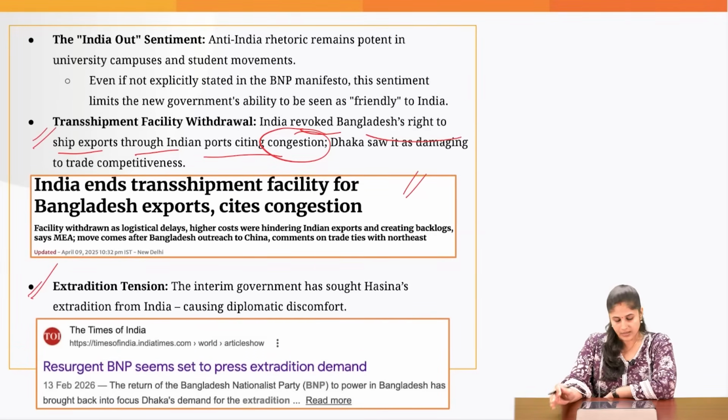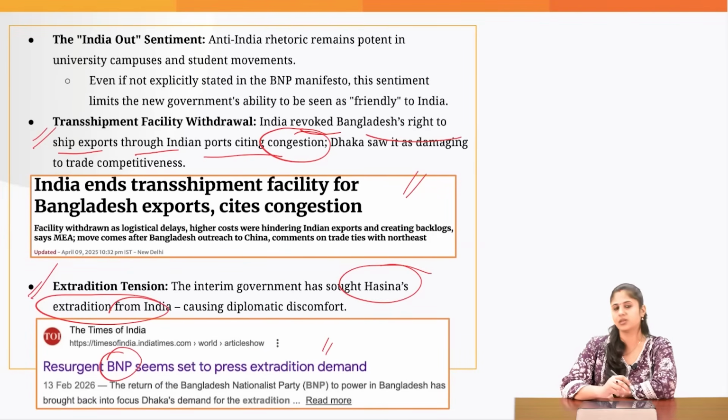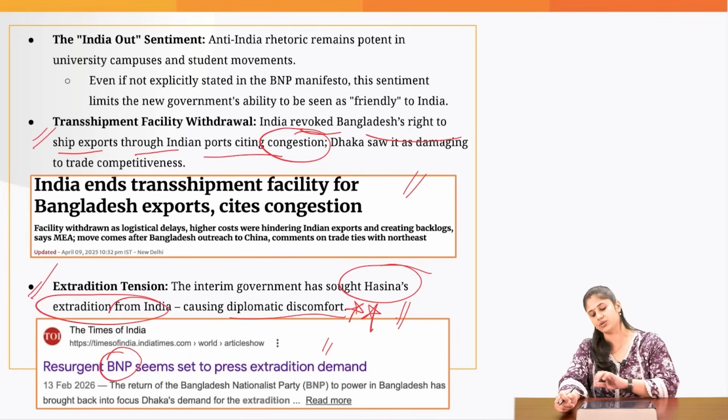Then this new government which has come into power, that is BNP, is also constantly making the demand to extradite Sheikh Hasina, and this has put India in a very diplomatically uncomfortable position because, as we all know, Sheikh Hasina's tenure was the golden chapter when it comes to India-Bangladesh relations. Okay, so this has put India in a very discomforting position.